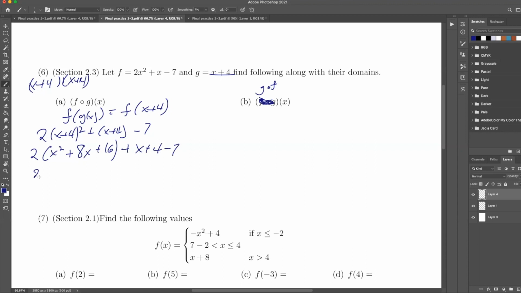All right, distribute in the 2, so we'll get 2x squared plus 16x plus 32 plus x plus 4 minus 7. And then we just clean it all up, so we'll have 2x squared plus 17x. This will be minus 3, so plus 29.